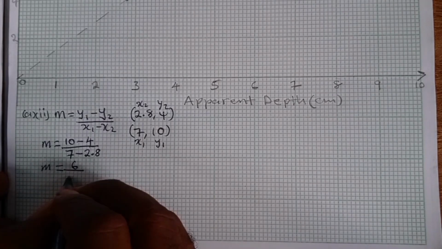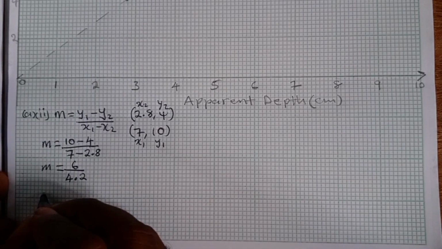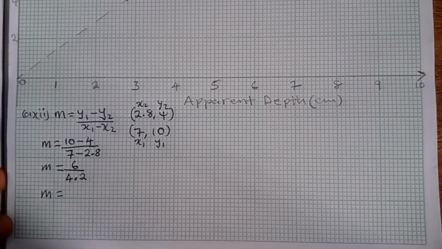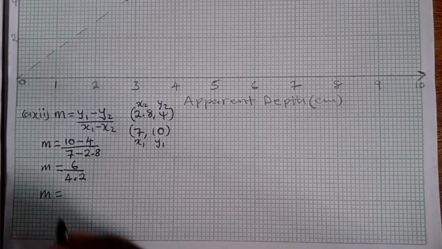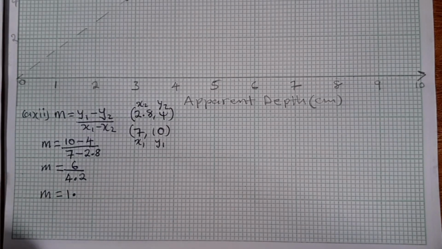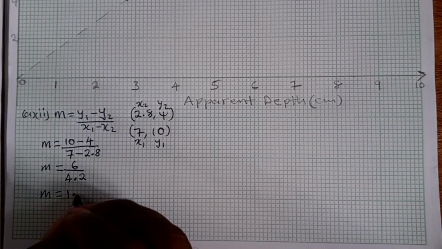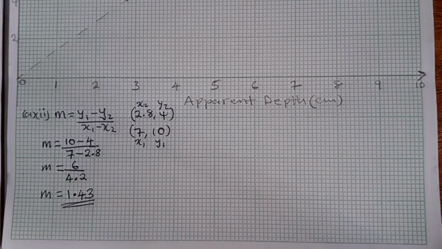So the answer is 4.2. So gradient is equal to, so the answer is 1.43. So you don't need to put any unit. Refractive index is a ratio. It has no unit.